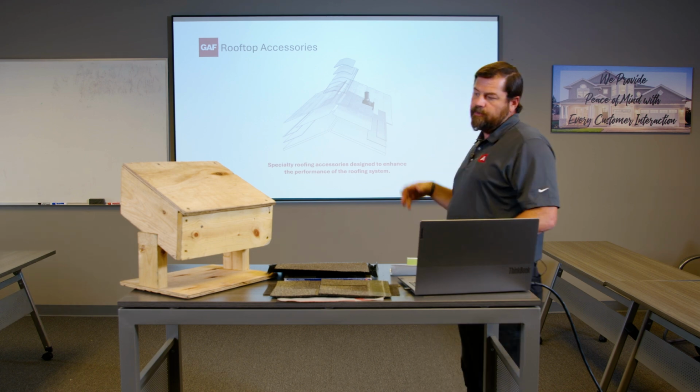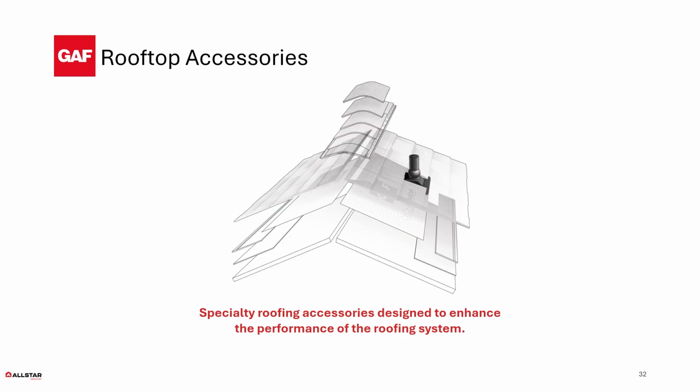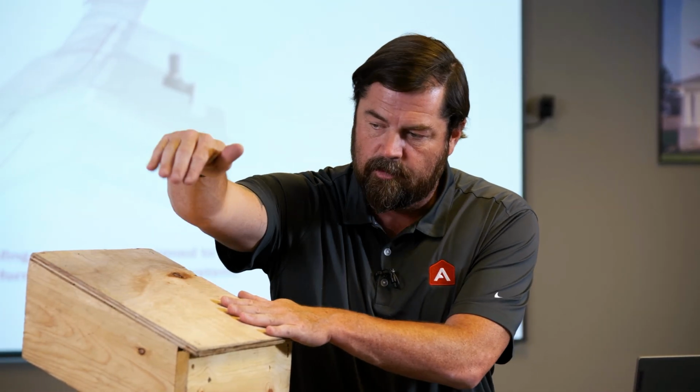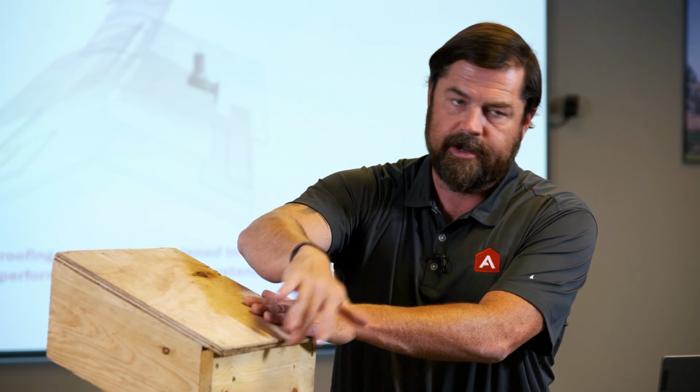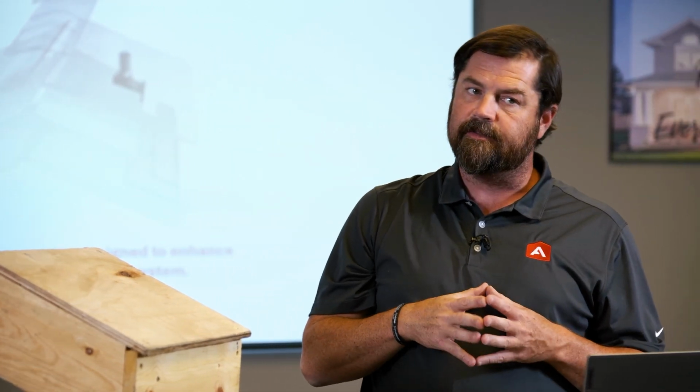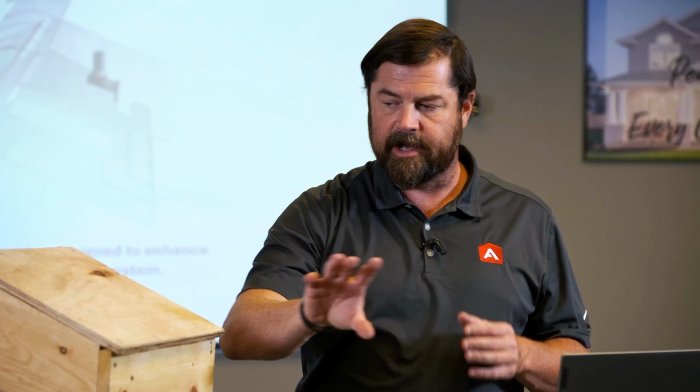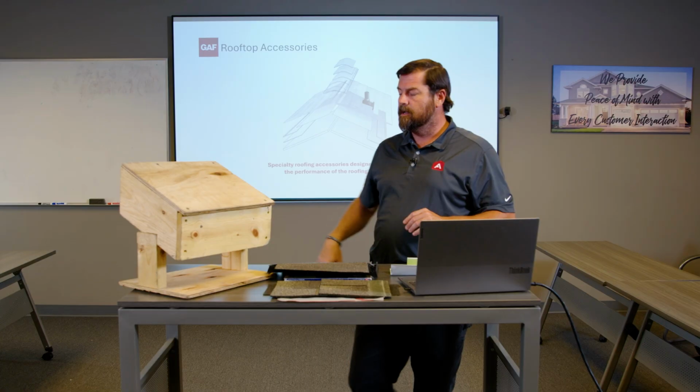Rooftop accessories, we've talked about. In a perfect world, we've got a gabled roof with nothing stopping it. We've got clear lines from here to here and here to here, and we just don't have that in the field, right? We've got things popping out of it. We've got dormers, chimneys, skylights, Lord knows whatever. We've got protrusion points or interruptions in the surface.